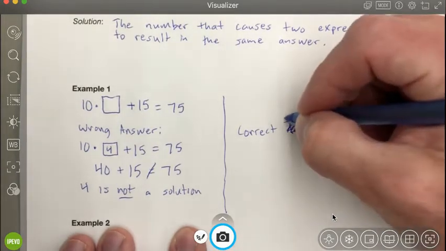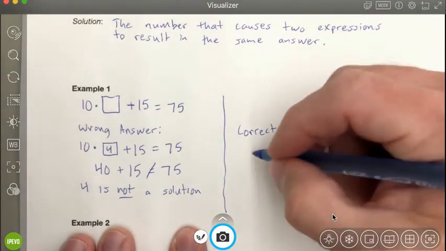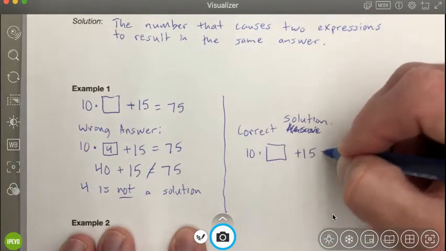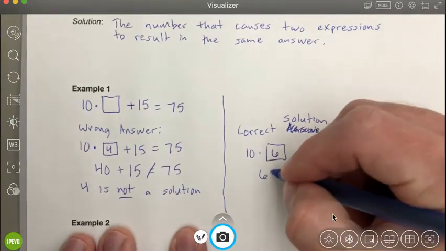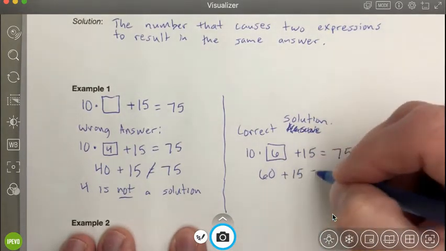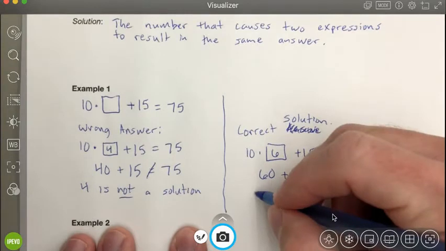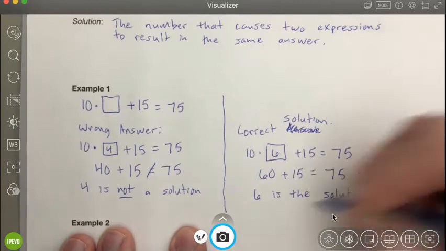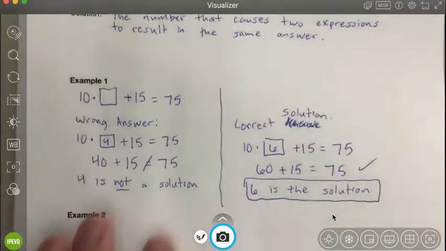Now I should say, correct solution. Maybe some of you have thought about this a little bit and you realized if I put a 6 in here, 10 times 6 is 60 plus 15 does in fact equal 75. So check, we're good. 6 has to be the solution.